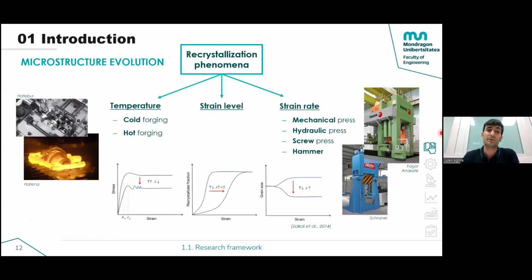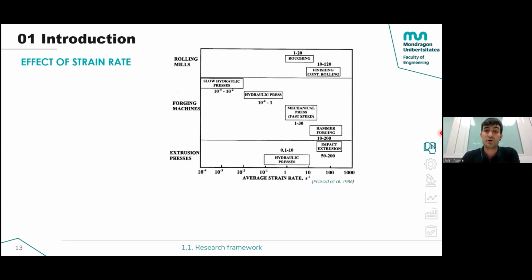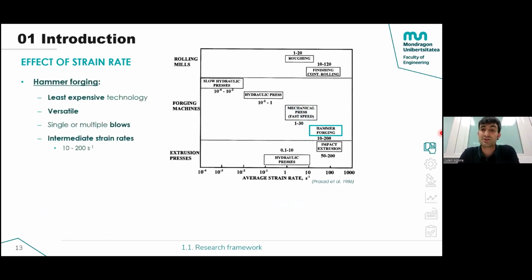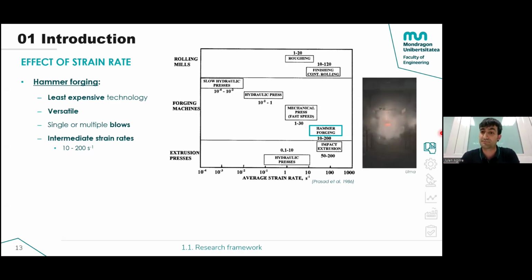Recrystallization phenomena are influenced by three parameters mainly: temperature, strain level, and strain rate. And in forging processes, the strain rate is directly linked to the type of machine you use for the process. In the figure presented by Prasad, you can see the strain rate ranges depending on the forging facility you are using. And I will focus on hammer forging, which is the least expensive technology. It's the most versatile one, and the intermediate strain rate range is from 10 up to 200 or more.